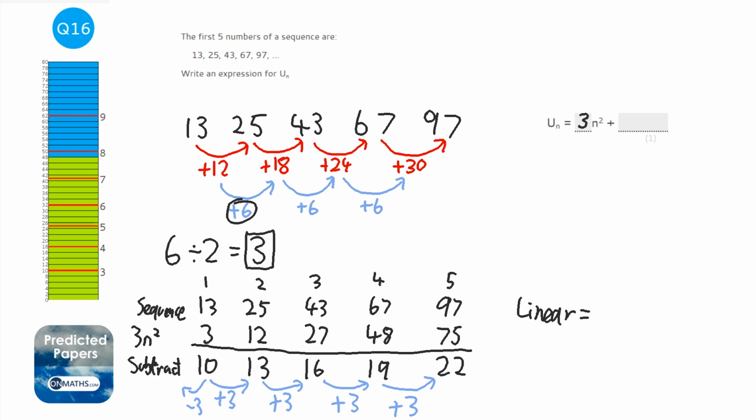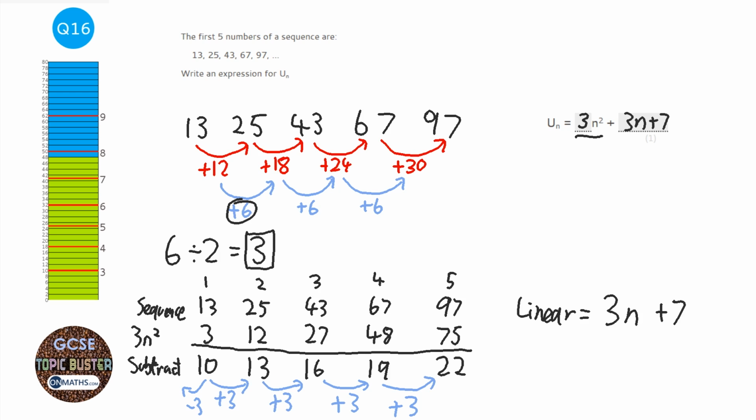So that's going to be a 7. So we know we're going to add 7. And we know it goes up in 3, so it's going to be 3n plus 7. So we got our 3n squared already, and we just need to add 3n plus 7. So the first thing you need to do is find out what the quadratic sequence is, the quadratic bit of it, the squared bit. Then you've got to find out what the linear bit of it is, and then just add them together.